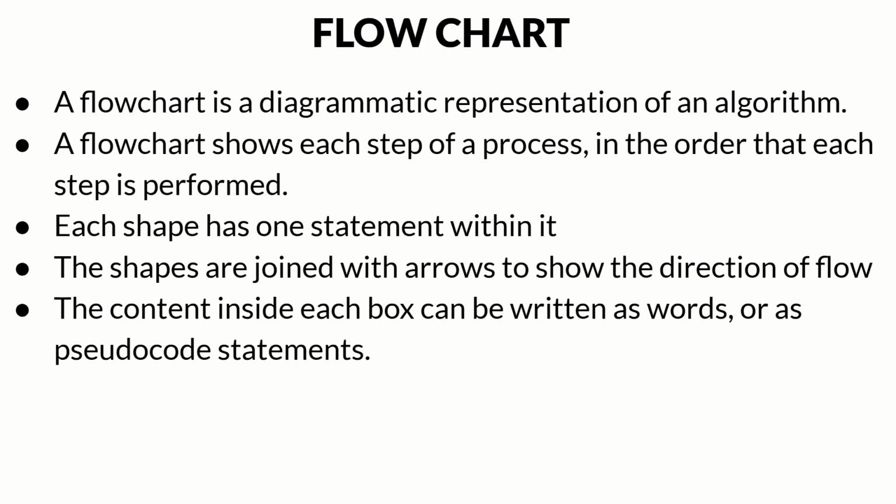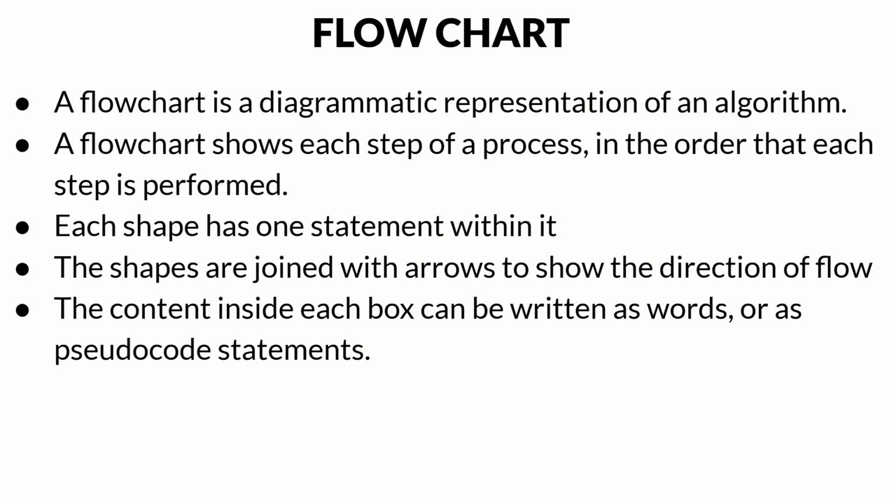If you want to come up with a visual representation of how your algorithm is going to look, we use what? Flowchart. Okay, so a flowchart is a diagrammatic representation of an algorithm. A flowchart shows each step of a process in the order that each step is performed. So it gives you a sequential way. Step 1, then step 2, then step 3, step 4, it goes like that.